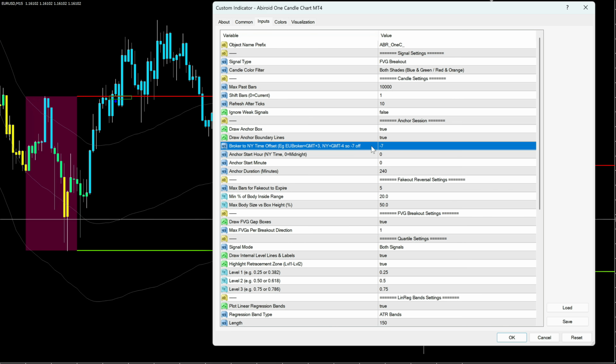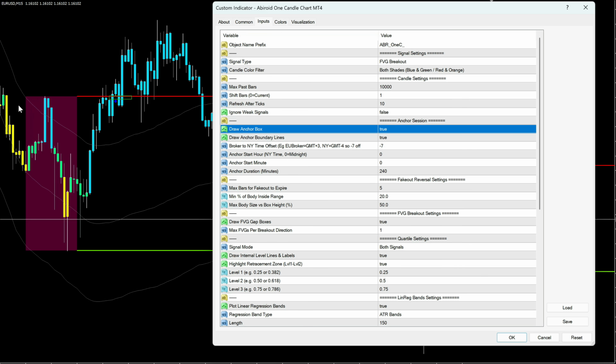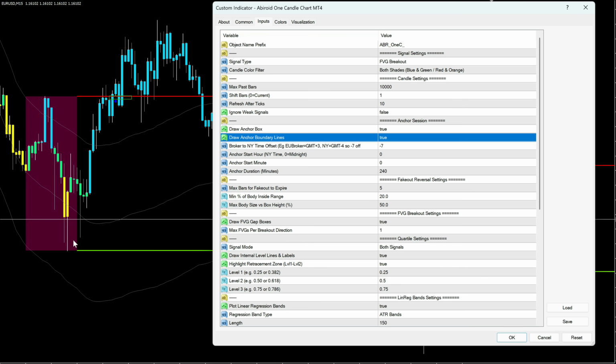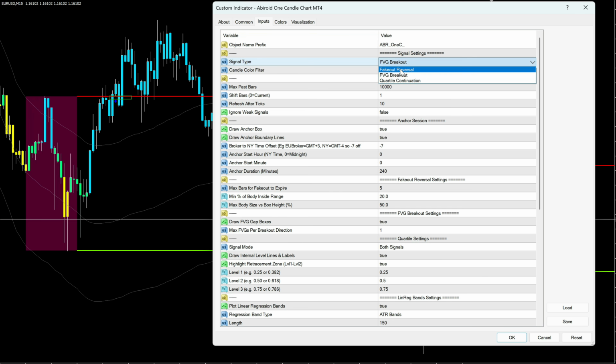And you can also set the broker time set. Most of the people who have EU brokers will have this GMT +3 offset and New York offset is -4. So the total broker offset will be -7, and that way it will draw this anchor box and these anchor boundaries. The first strategy that I'm explaining is this FVG breakout.